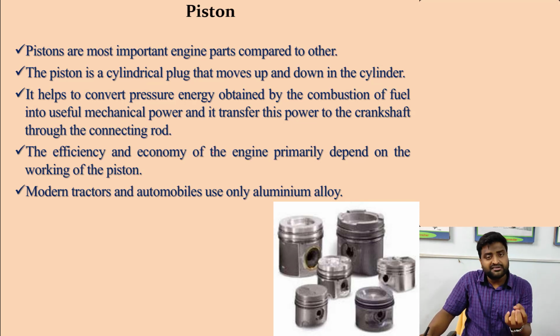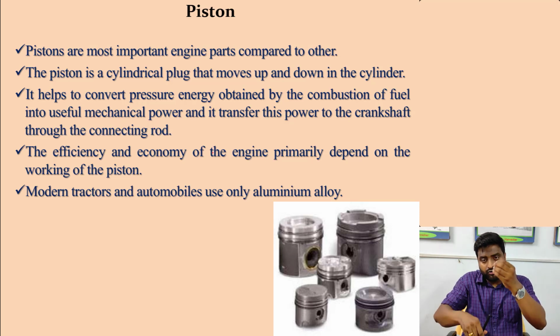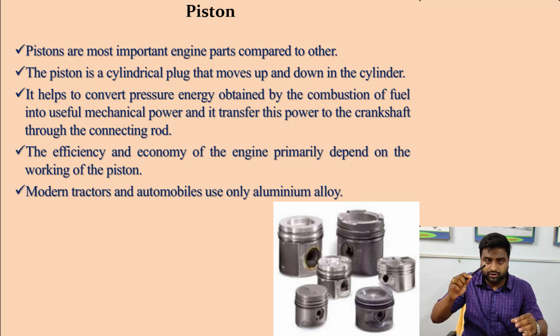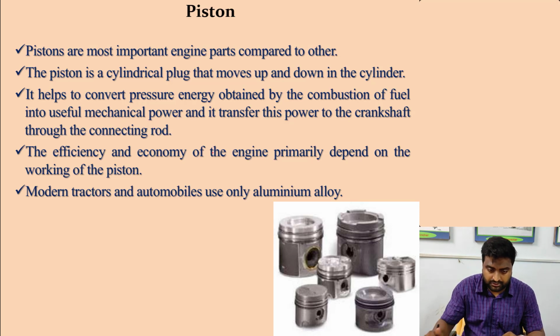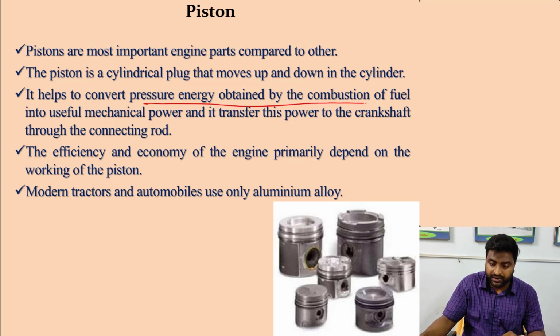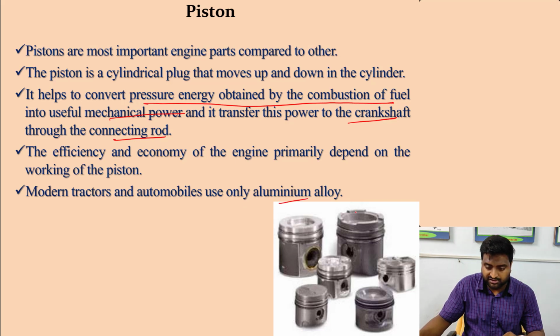That means if the piston reciprocates, obviously your connecting rod will reciprocate. Your connecting rod reciprocates your crankshaft, and your crankshaft rotates your flywheel, as I have told you in the previous slide. So you can say that it helps to convert the pressure energy obtained by the combustion into mechanical power, and this power is transferred to the crankshaft through the connecting rod. Aluminum alloy is used as a piston. You can see how the piston looks like.